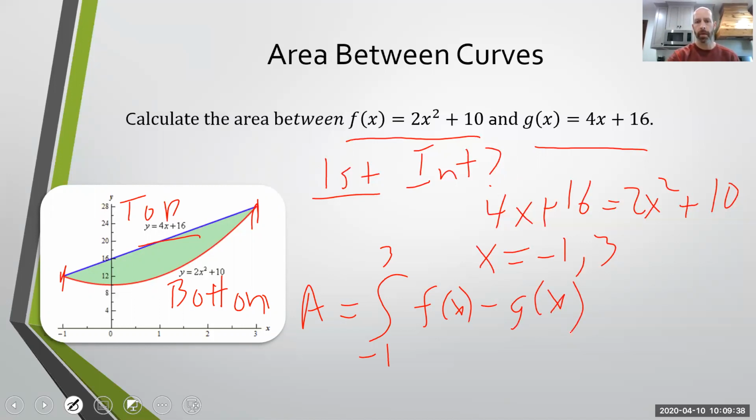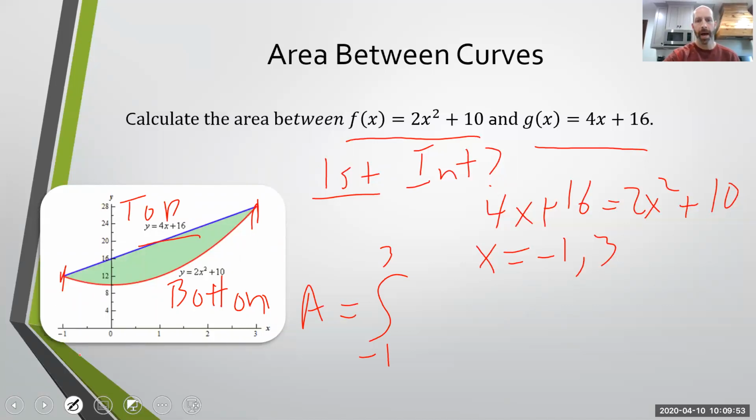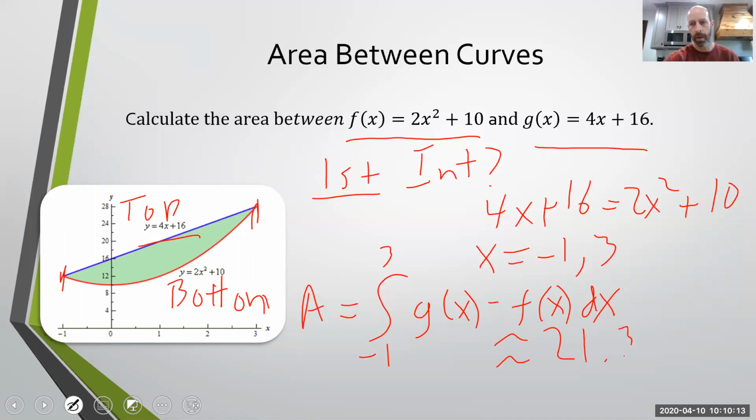That's not correct. I did that wrong. But the good news is I can fix that, I think. Let's see if I can remember how to erase. We need the top function first. So I think I did it the wrong way. So we'll fix that. The top function is actually g of x. So we need to do the g of x function first, and then minus the bottom function, which is f of x in this case, dx. And again, to speed this process up, I used a calculator, and the area here turns out to be roughly 21.333.